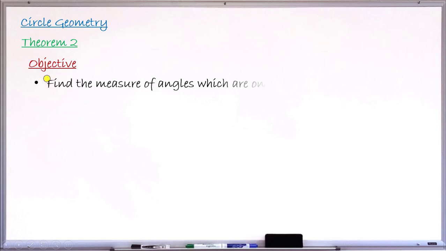Today, in continuation with your main topic, that is circle geometry, we are going to have our second lesson, and in this second lesson, we are going to take the second theorem, that is theorem 2. So let's begin. After completing the lesson today, my dear student, you'll be able to find the measure of the angles which are on the same segment of a circle. This is what I hope you'll be able to do after completing the lesson today.